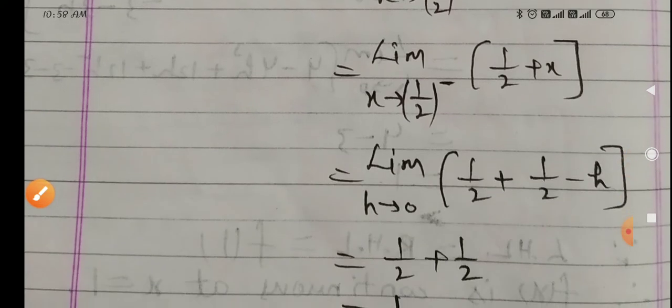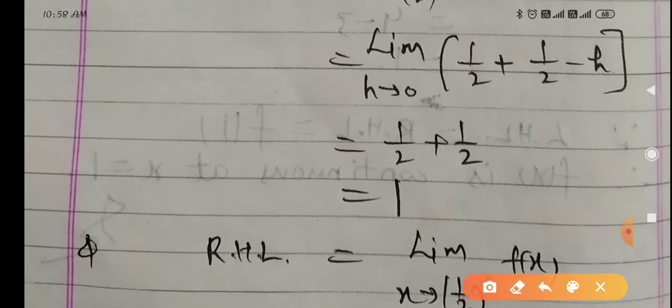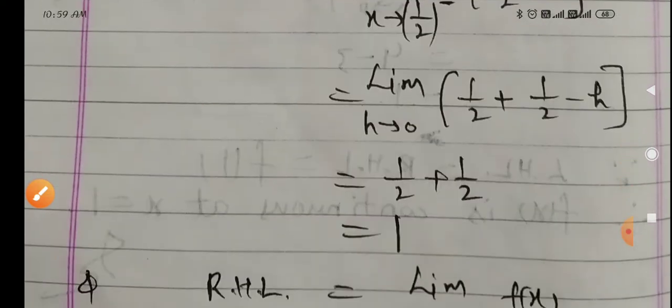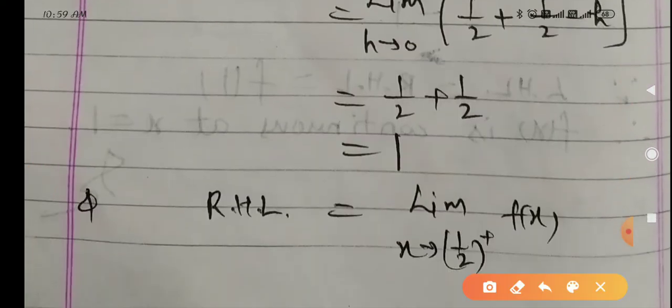Now in place of x, 1 upon 2 minus h you have to put. So 1 upon 2 is given, plus 1 upon 2 minus h in place of x. Now h equals 0 you put. So 1 upon 2 plus 1 upon 2 is coming 1. So the value of LHL is 1 and the functional value was 1. Two things are matching till now, the functional value and LHL.